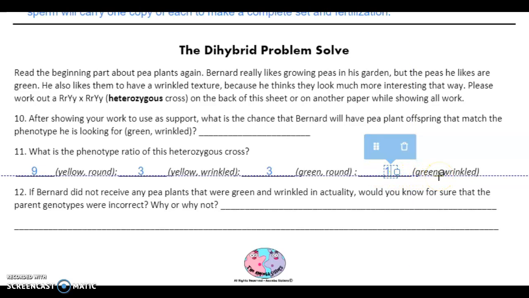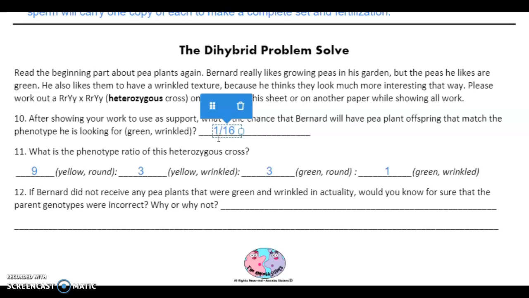So number 10 said, after showing your work as support, what is the chance that Bernard will have a pea plant offspring that matches the phenotype of green wrinkled? So green wrinkled, that's both the recessive traits. Only one, so we have a 1 in 16 chance of having a recessive green wrinkled.